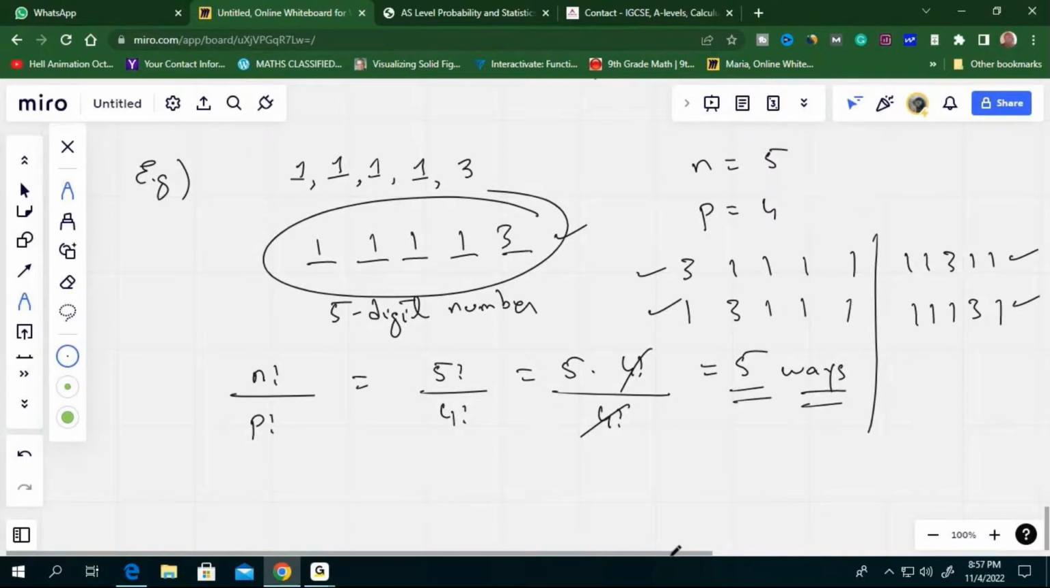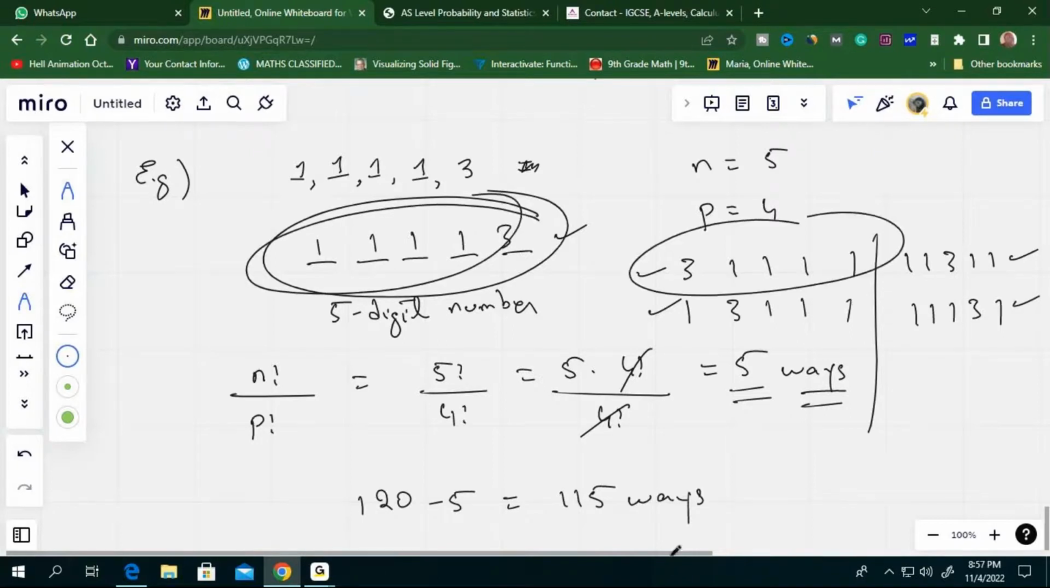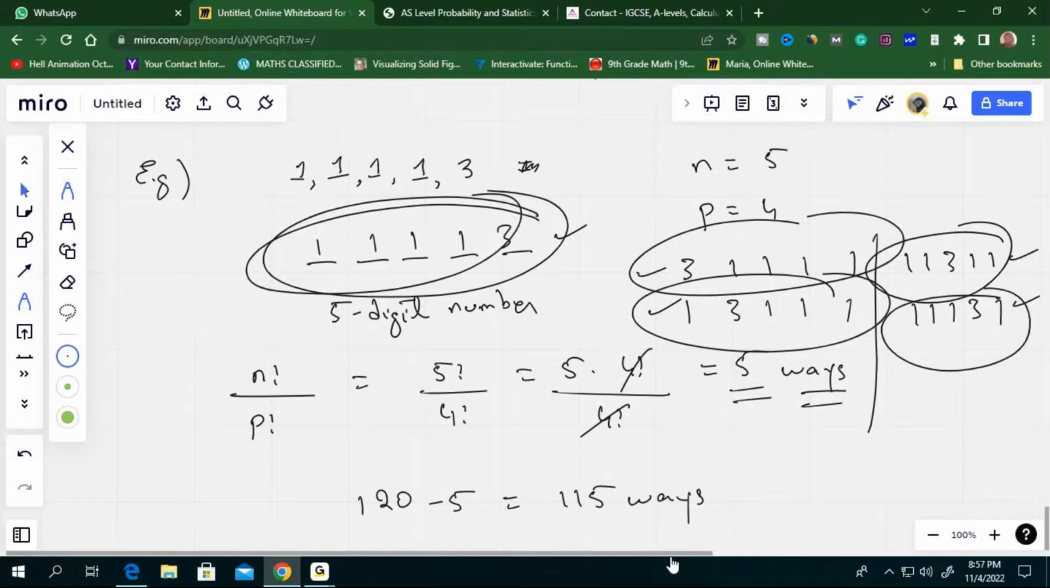Okay. Remaining combinations: if I pick up n factorial, 5 factorial, it was 120. So from 120, if I subtract this, 115 ways are actually going to give you the same set of numbers. So that's why they're not going to be counted. Okay, so that's it.